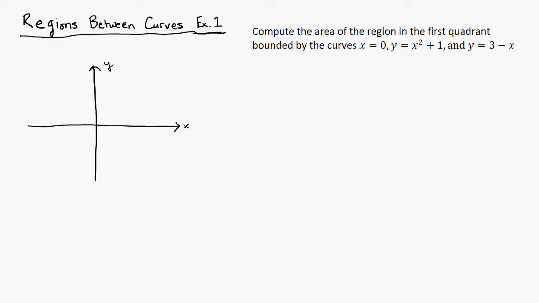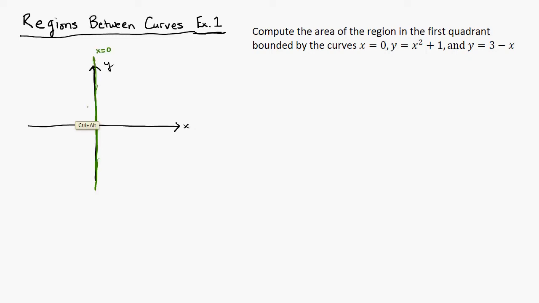In this example, we're asked to compute the area of the region in the first quadrant bounded by the three curves x equals 0, y equals x squared plus 1, and y equals 3 minus x. So the first thing we want to do to approach this problem is to sketch each of the three curves separately.